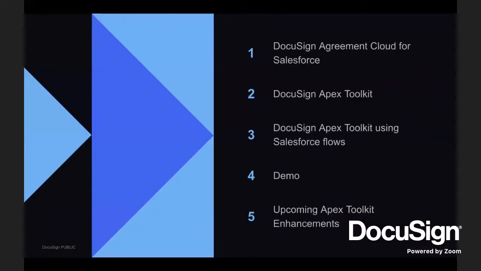Here is our agenda for today. We'll start with a brief overview of DocuSign Agreement Cloud for Salesforce, and then we'll dive into what Apex Toolkit is, how it can be used, and then we'll take a look at what Salesforce flows are, how Salesforce flows can be used, followed by a demo on how you can integrate to DocuSign using Salesforce flows and Apex Toolkit. And then we'll have resources, upcoming changes, and then Q&A. Let's dive into the session then.